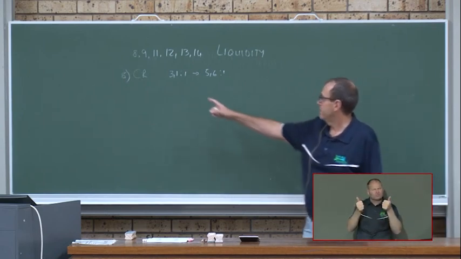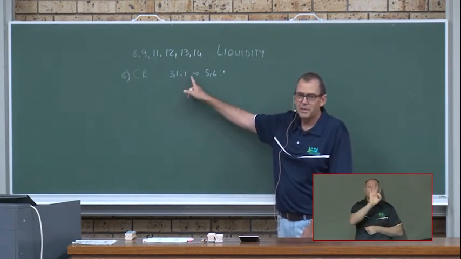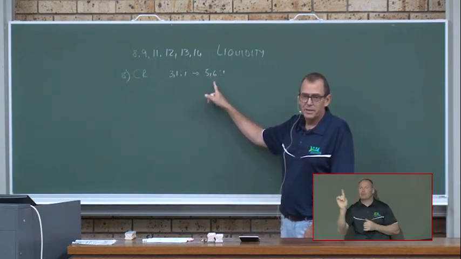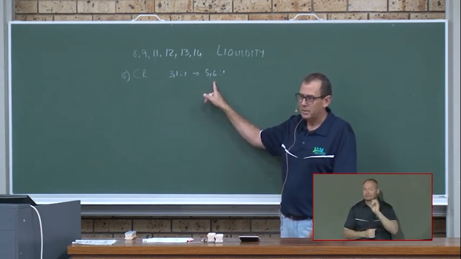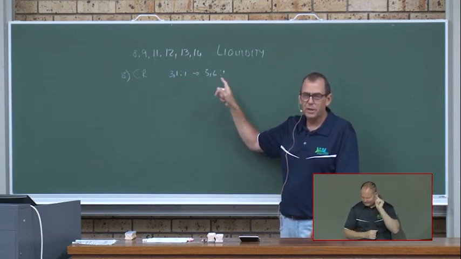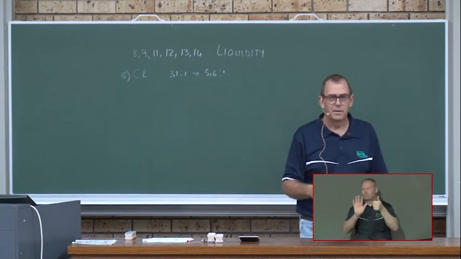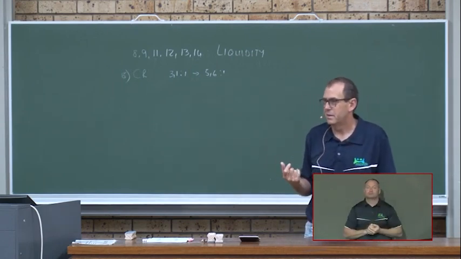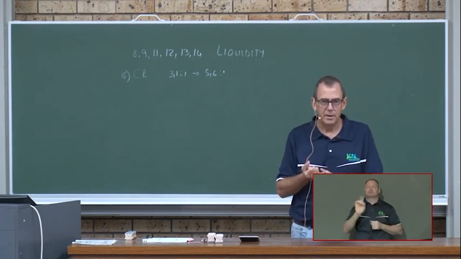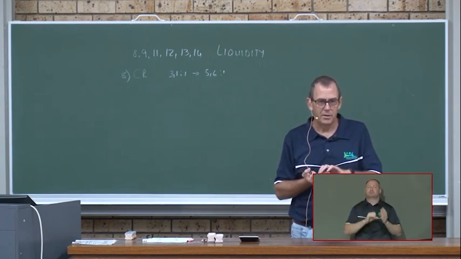Because we had 3 rand 10 cents for every 1 rand liability, now we have 5 rand 60. But that's actually not good. This is actually not good. Why do I say that? Remember, what is your current assets? It's your inventory, your debtors, and your cash.